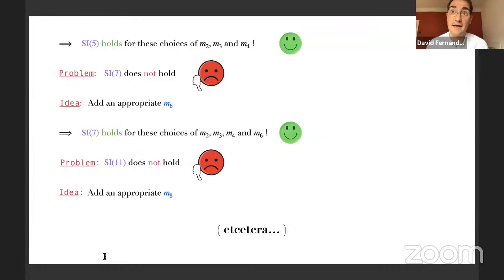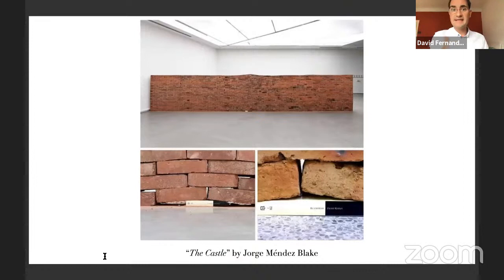Okay, so maybe we can establish a kind of metaphor with The Castle by the conceptual Mexican artist Jorge Méndez Blake. Note that we want to keep track of the modified non-homogeneous double Jacobi identity, the book at the bottom, which is Franz Kafka's The Castle, by adding higher multiplications, which will be the layers of bricks.